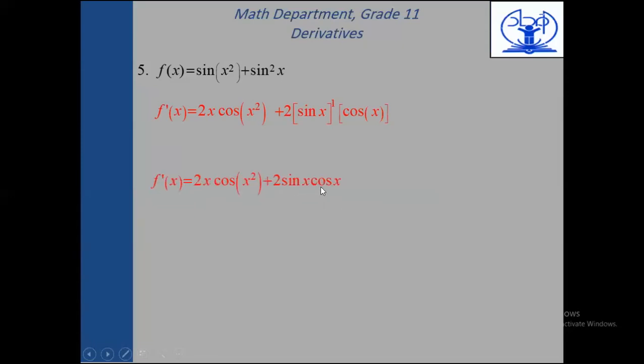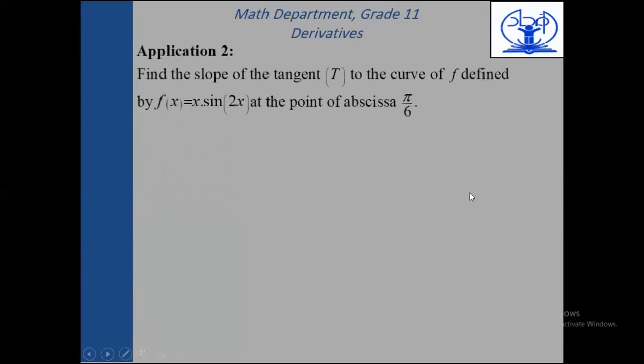By the way, 2 sine x cosine x can be written as sine 2x, but here we're not concerned about the form of the final answer or simplifying the answer, unless the teacher is asking you to write your answer in a specific form. But now it's okay, as long as you are applying the rules correctly.